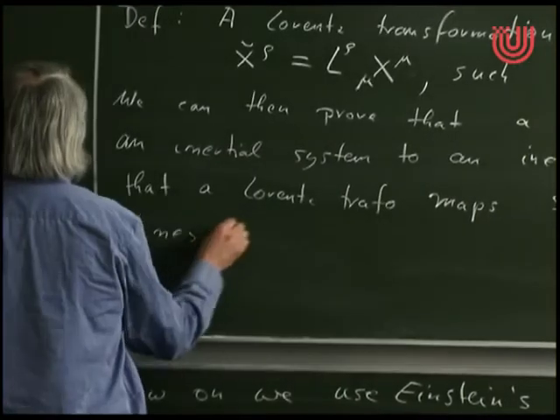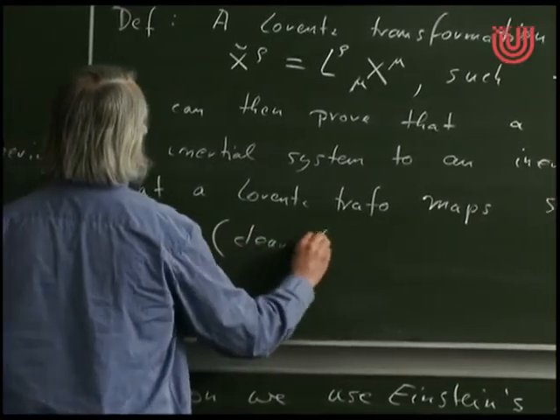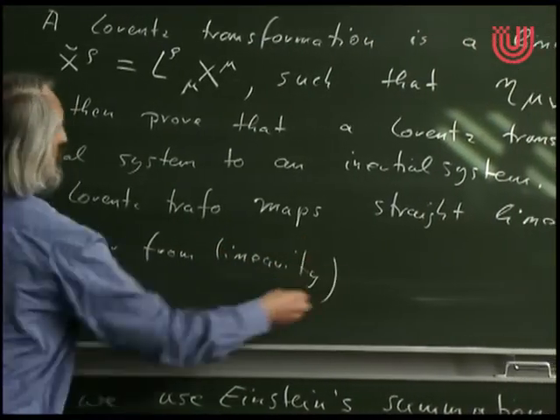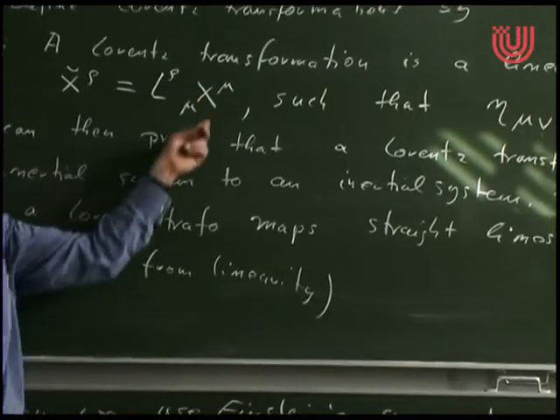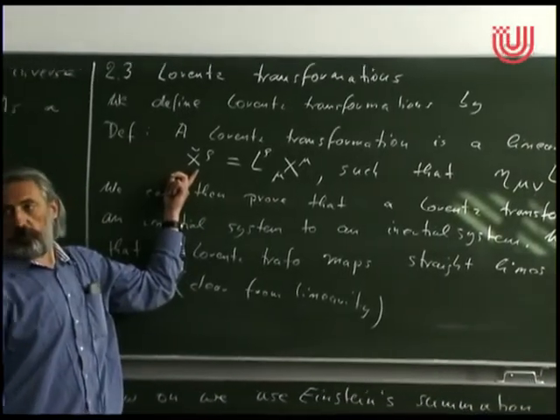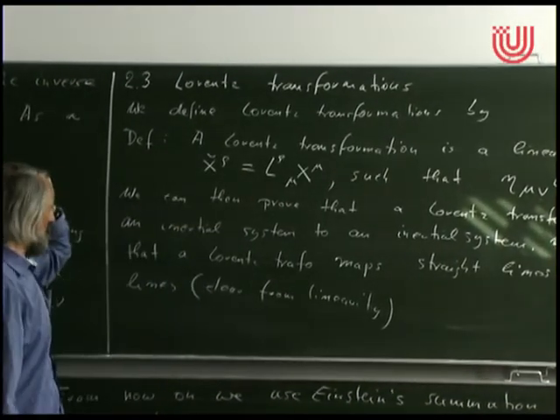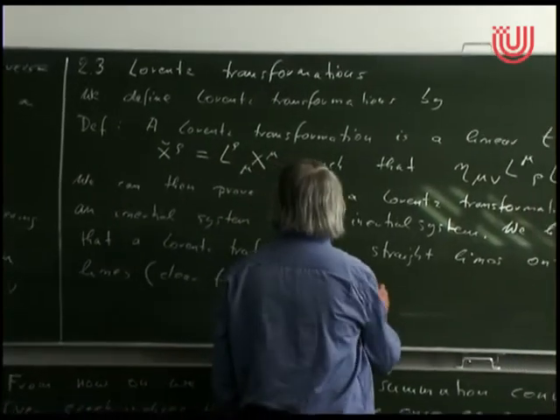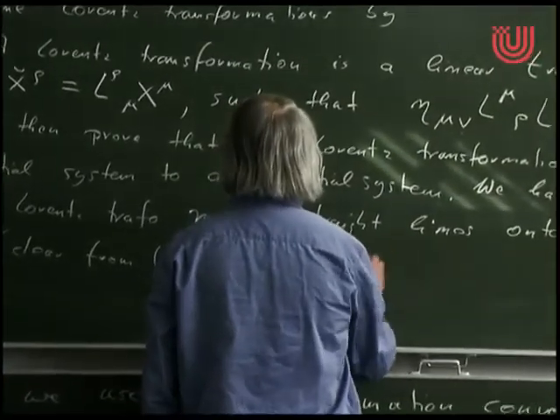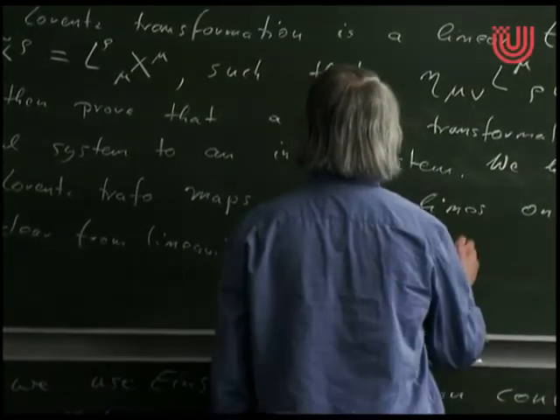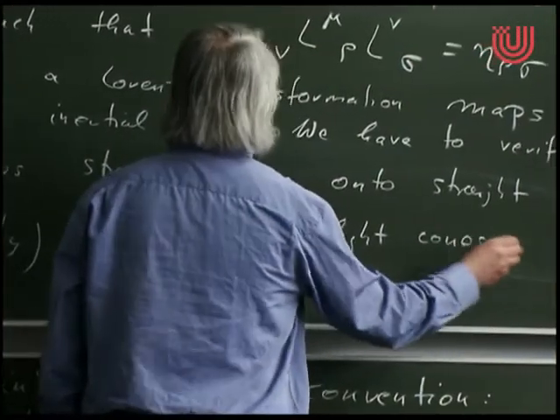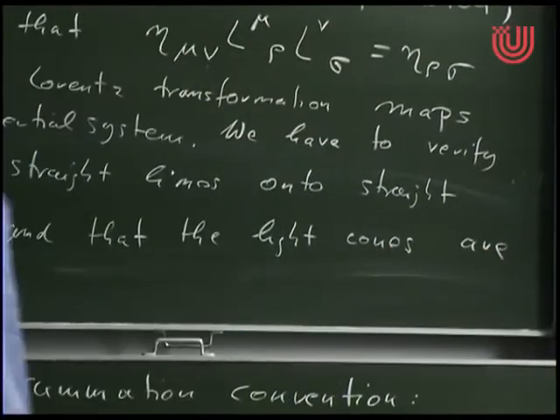And actually there is nothing to prove. I just write: clear from linearity. If you have a map of this form and you consider all four-tuples which lie on a straight line, then the images will also lie on a straight line, because this is a linear transformation. And the straight lines, clear from linearity, and that the light cones are left invariant.